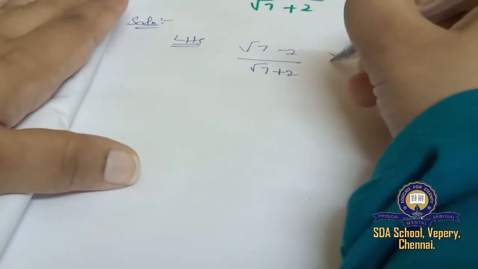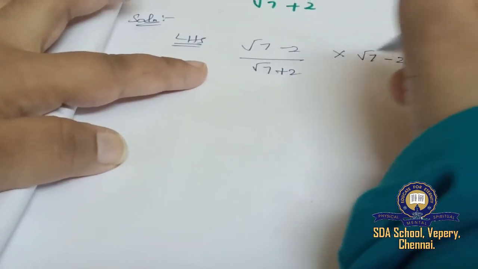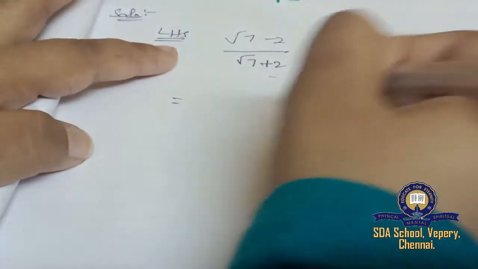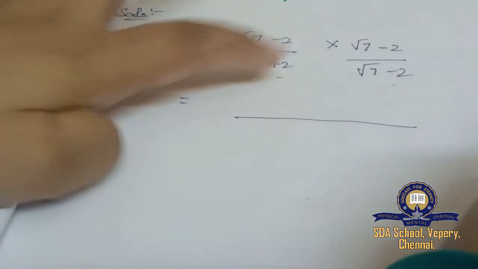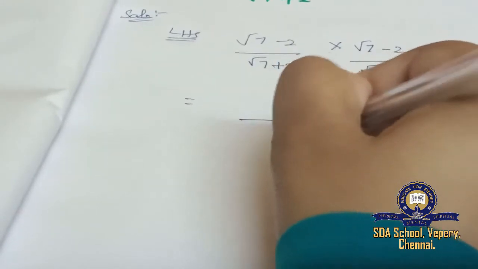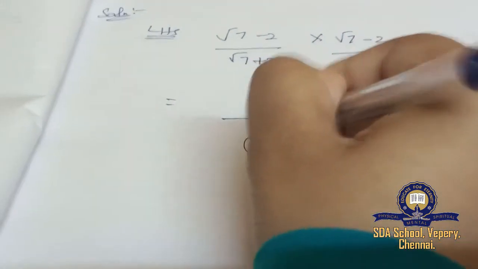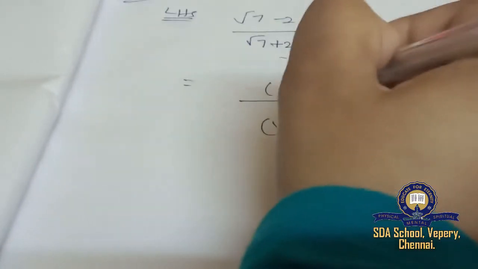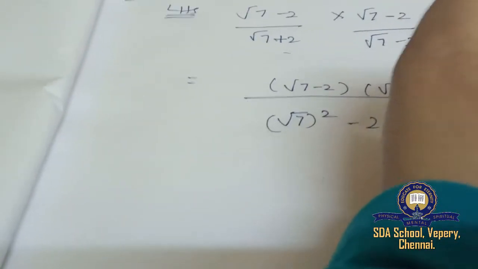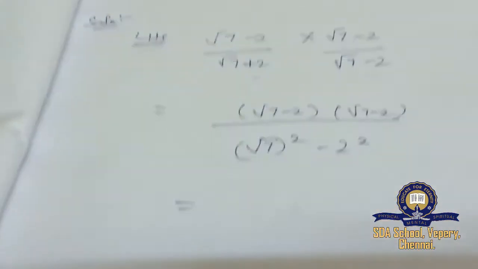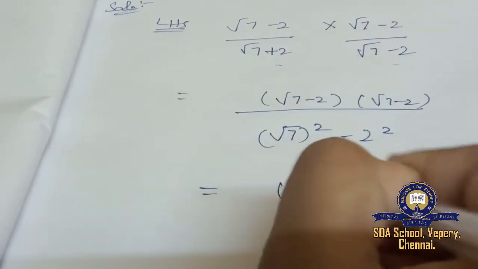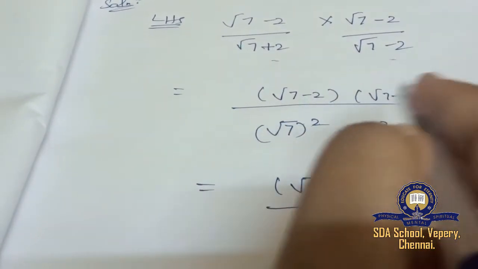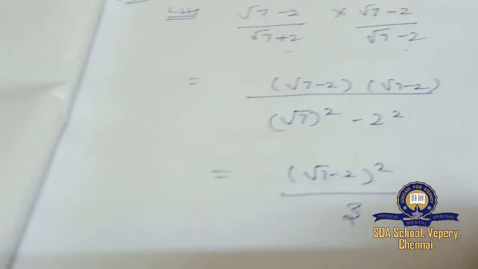Rationalization means root 7 minus 2 divided by root 7 minus 2. I hope this is clear. Got it, students? Then what will happen? A plus b, a minus b, root 7 the whole square minus 2 square. Then I have to multiply root 7 minus 2 into root 7 minus 2. I can also write this as root 7 minus 2 the whole square divided by what will happen? Root 7 the whole square is 7. 7 minus 4 will give me 3.